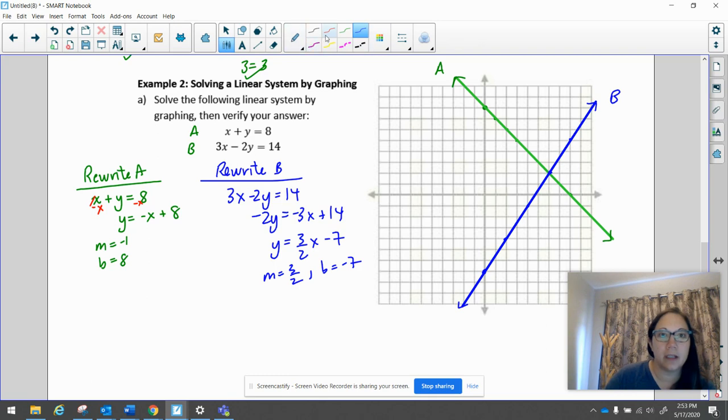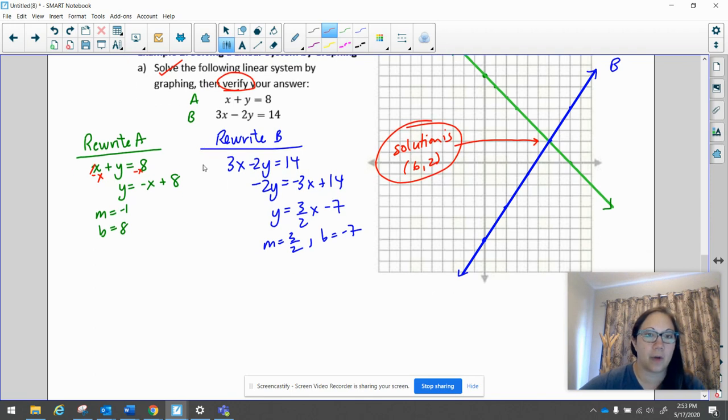So our solution is right here. Our solution is the intersection point, which appears to be (6, 2). Okay, so that's our answer. But now, first we did solve it, but now we have to verify, which means we have to check. So we're going to check our answer.